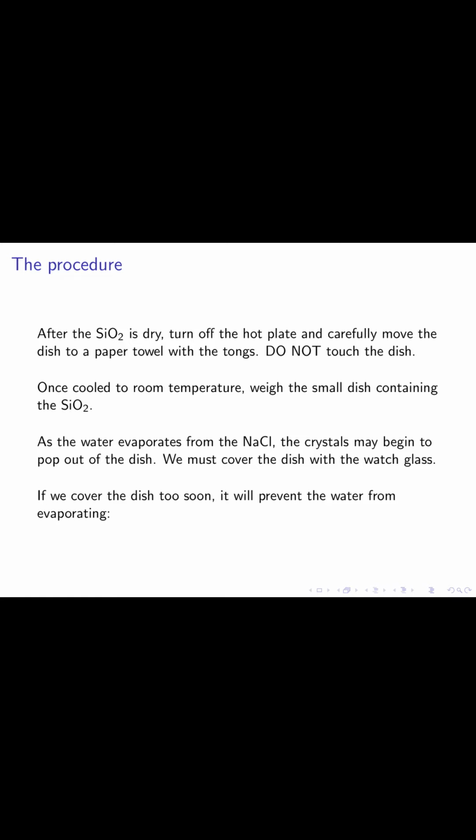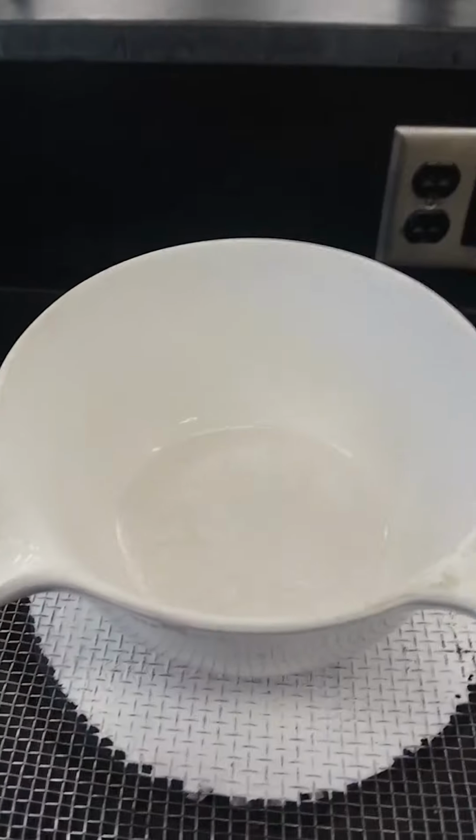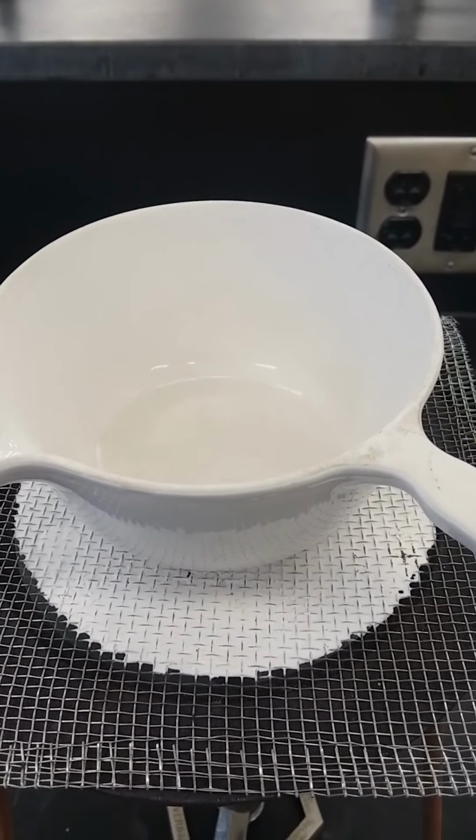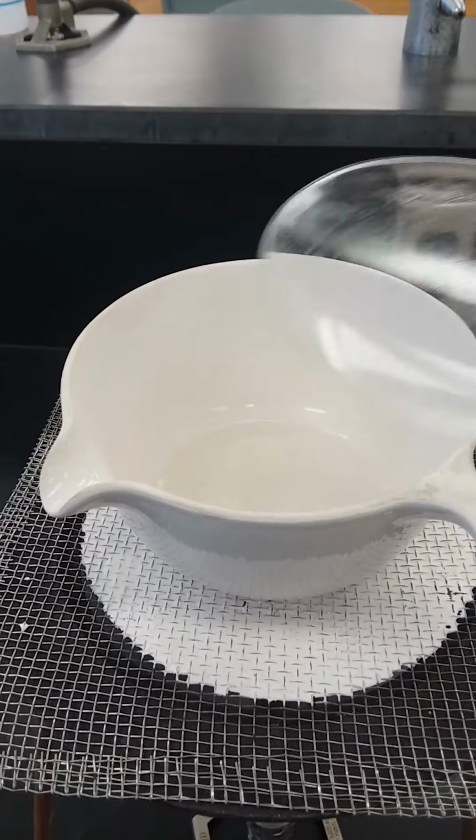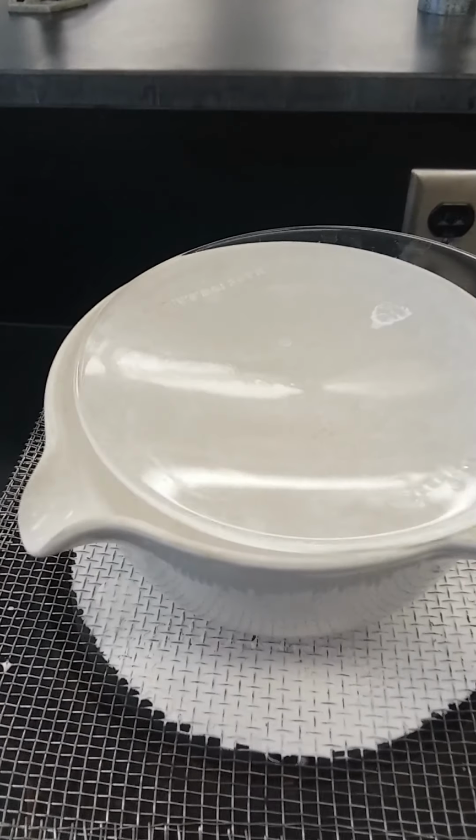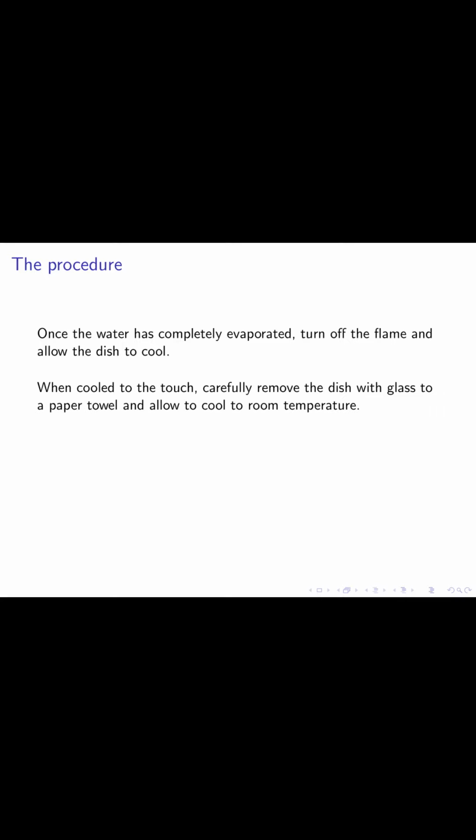Once the solution has reduced by about 2/3, you will begin to see a ring of sodium chloride form above the solution line. At this point, use your crucible tongs to carefully place the watch glass on top of your evaporating dish. Once the water has completely evaporated, turn off the flame and allow the dish to cool. When it has cooled sufficiently to the touch, carefully remove the dish with the watch glass to a paper towel and allow it to cool to room temperature. Once it has reached room temperature, weigh the dish with the sodium chloride and the watch glass.